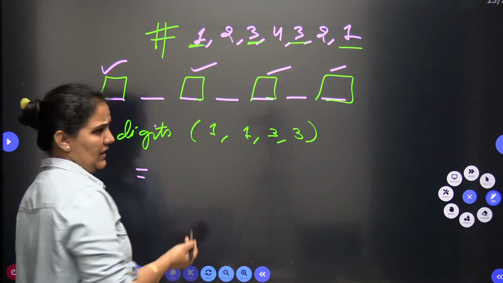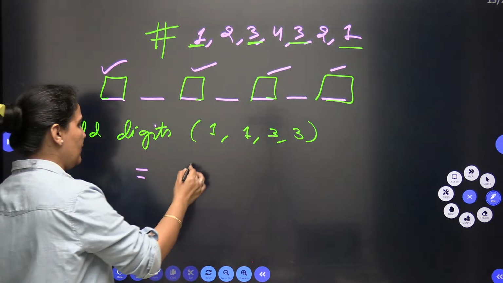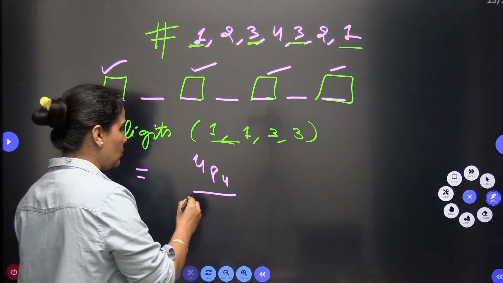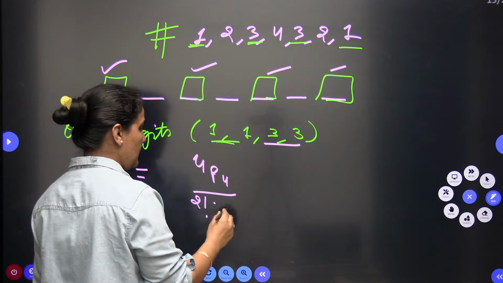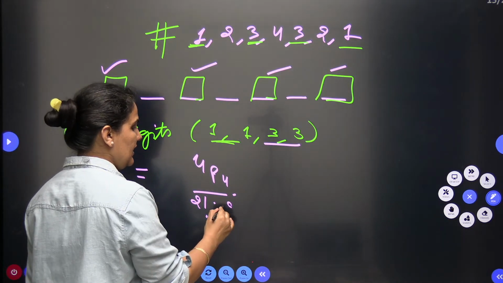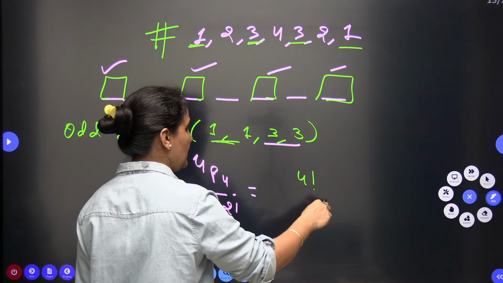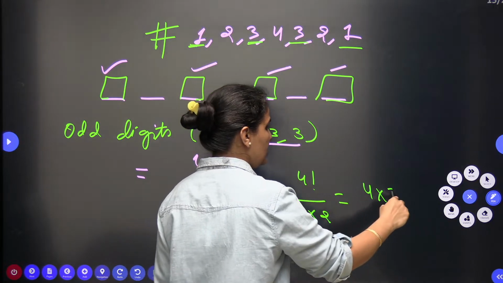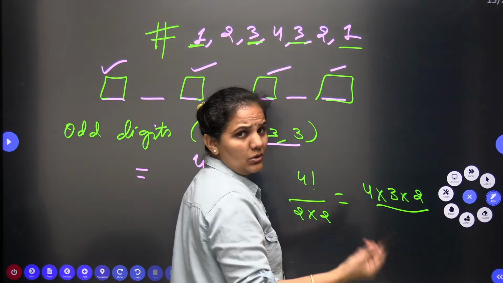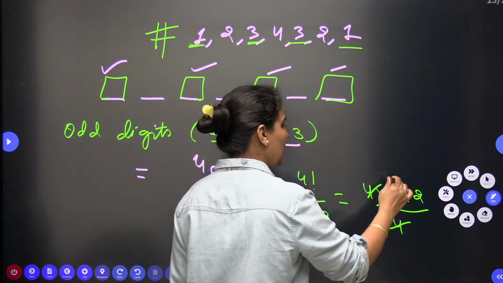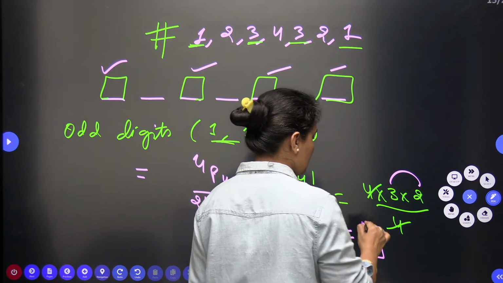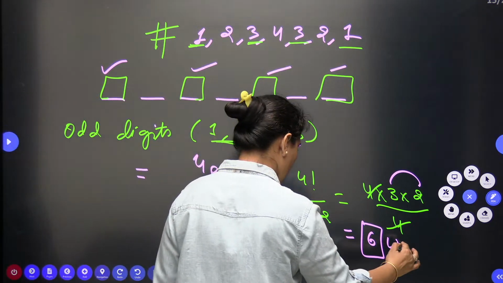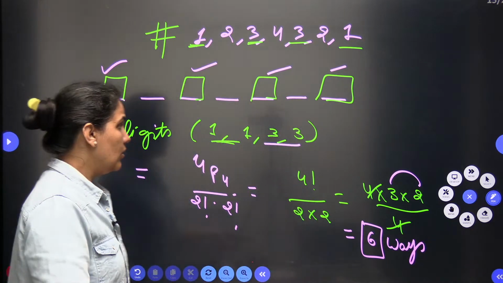So directly we can go with 4P4, 4 places, 4 elements, 4P4 divided by 2 factorial, since 1 is repeating 2 times. 3 is also repeating 2 times, so again 2 factorial. 4P4 is nothing but 4 factorial. It will be 2 into 2. You can solve it like 4 into 3 into 2, or directly write 24 by 4. 4 and 4 will be gone. So in the first case, the number of ways is 6.